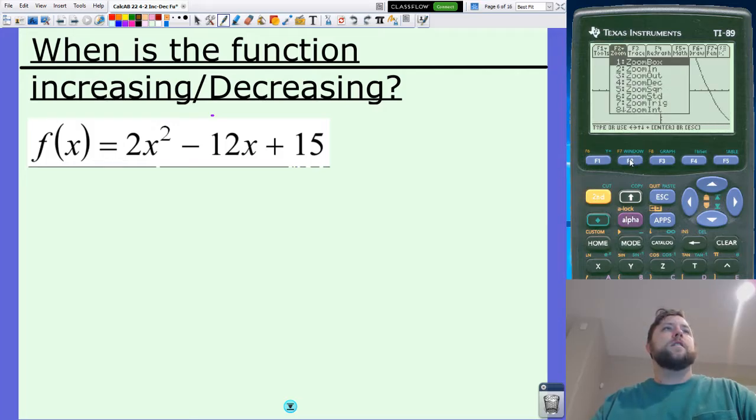No, it didn't. So we're going to zoom. I'm going to go zoom fit and see what it does. So one way just to give you a good picture of it.